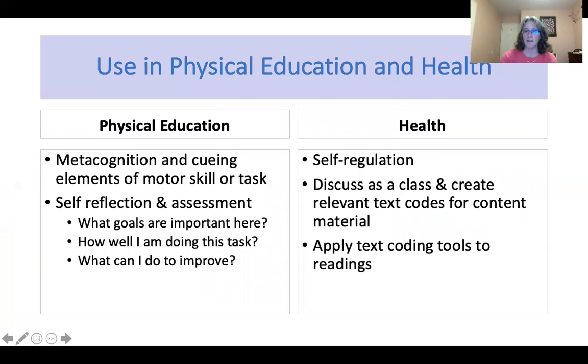In physical education and health, we talk about metacognition and cueing, particularly related to critical elements of motor skills and tasks when you're breaking it down. But metacognition is also important when we think about self-reflection and assessments. What goals are important here? How well am I doing this task? What can I do to improve? That's metacognition in action, even if it's not necessarily text coding.